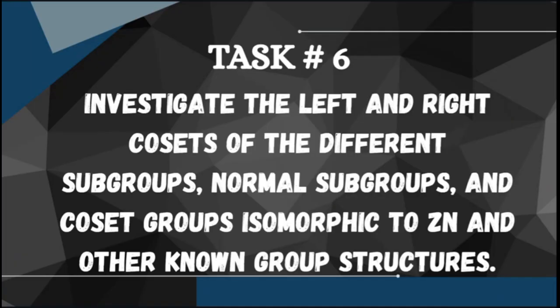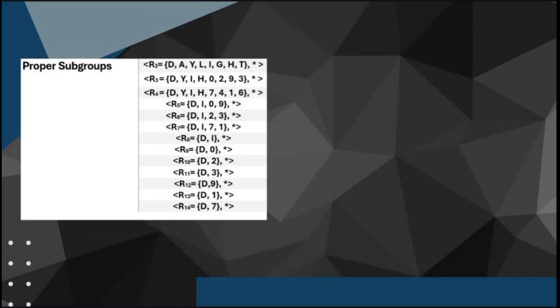For Task 6, investigate the left and right cosets of the different subgroups, normal subgroups, and coset groups isomorphic to integers n and other known group structures. Here, we have identified the following subgroups since our table is isomorphic to the group R sub 1, whose elements are D, A, Y, L, I, G, H, T, 0, 7, 2, 4, 9, 1, 3, 6. This implies that the subgroups of our table are also isomorphic to the subgroups of the corresponding permutation group.